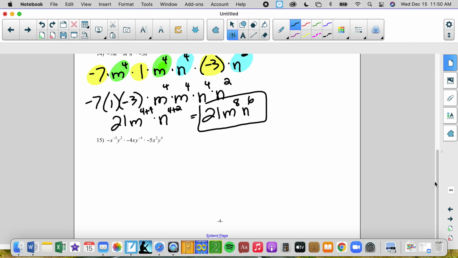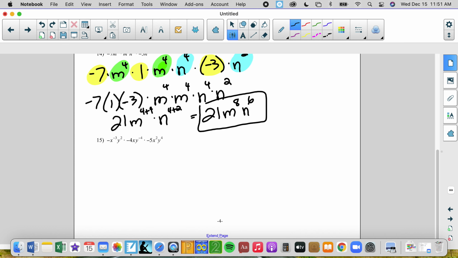Got to make sure we can't combine these because those are different bases. I saw students writing mn to the 14th. Nope, we can't combine these two bases because they are different bases. This is m to the 8th and n to the 6th.